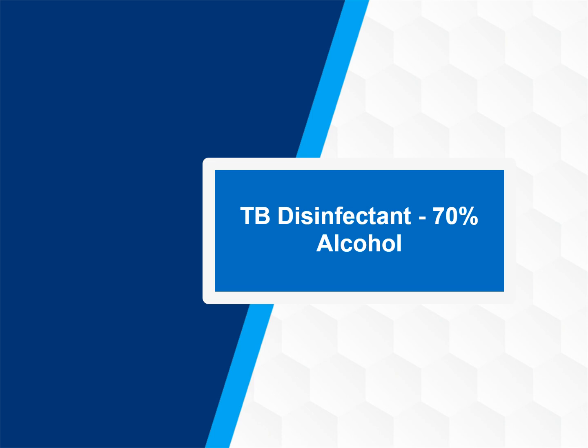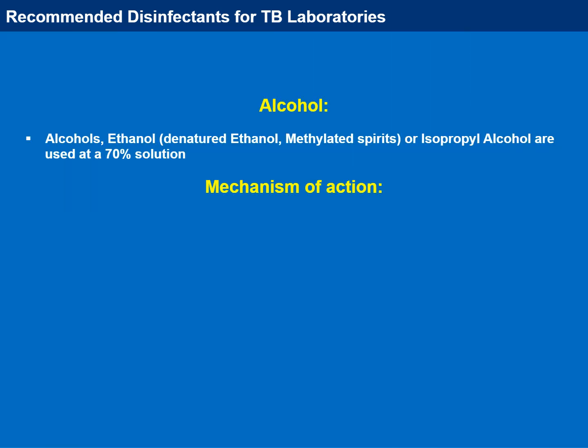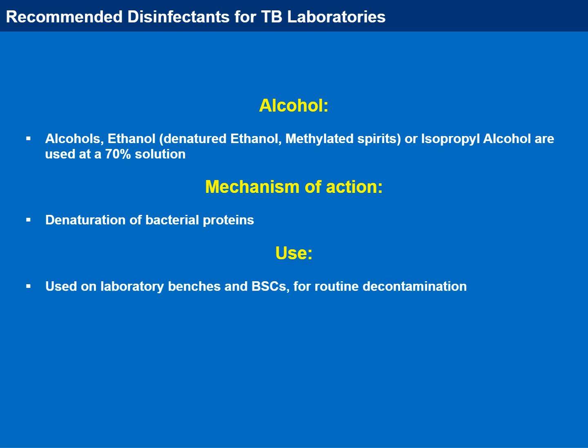70% alcohol. Alcohols such as ethanol and isopropyl alcohol are used at 70% concentration. Mechanism of action. Denaturation of bacterial protein. Use. Used on laboratory benches and biosafety cabinets for routine decontamination.